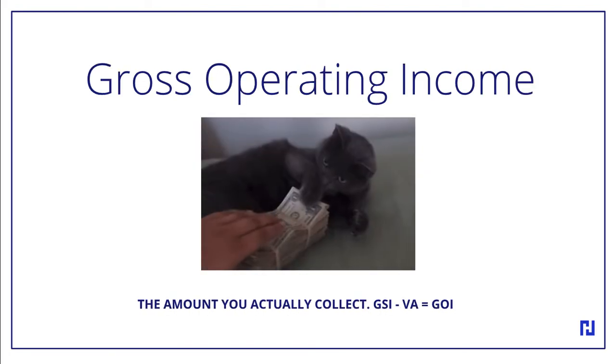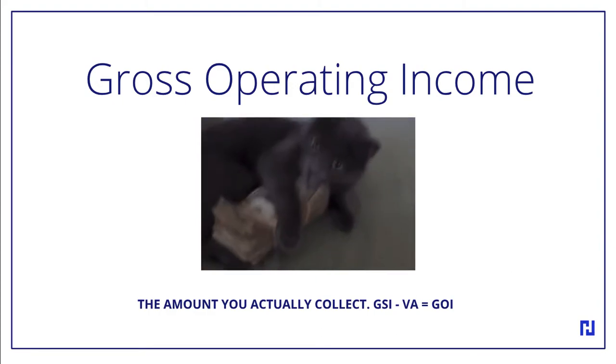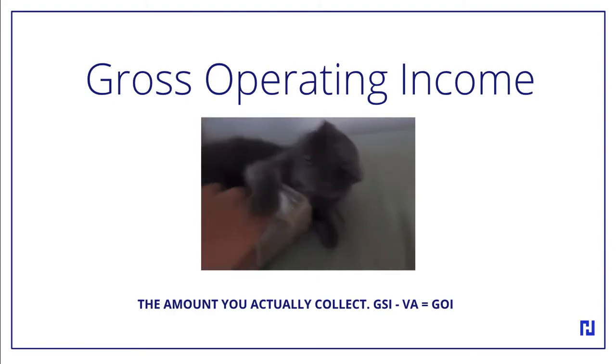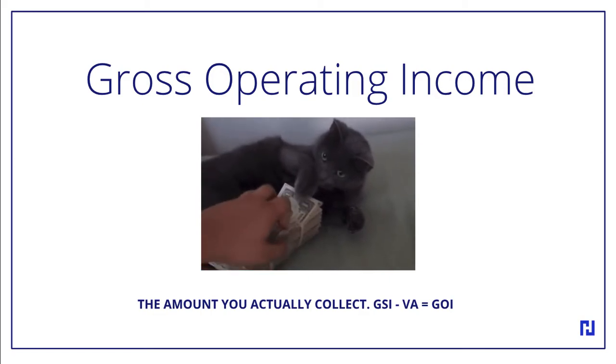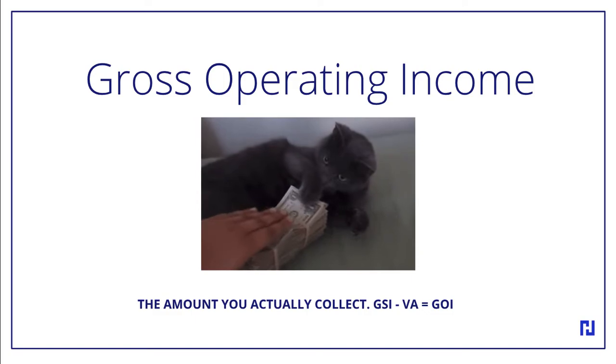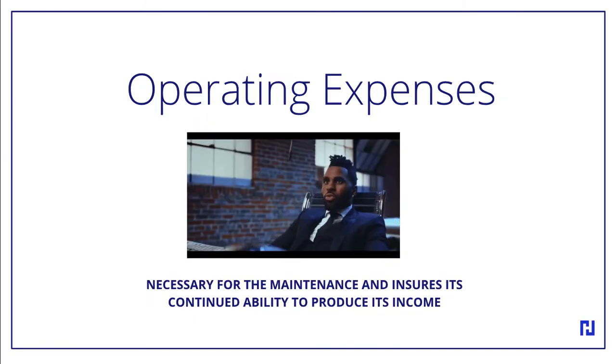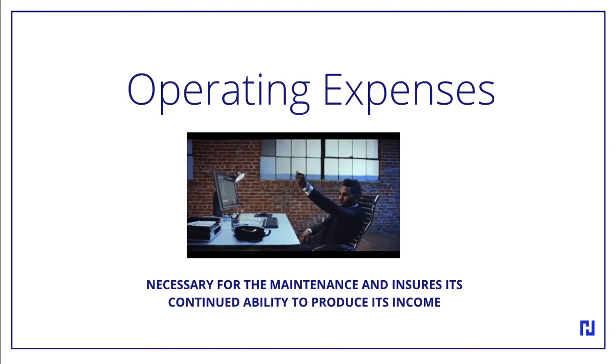Gross operating income is the amount that you actually collect. That is, your gross scheduled income, or your GSI, minus your vacancy adjustment, VA, is the gross operating income, or GOI. Operating expenses are necessary for the maintenance of the property and ensure its continued ability to produce its income.